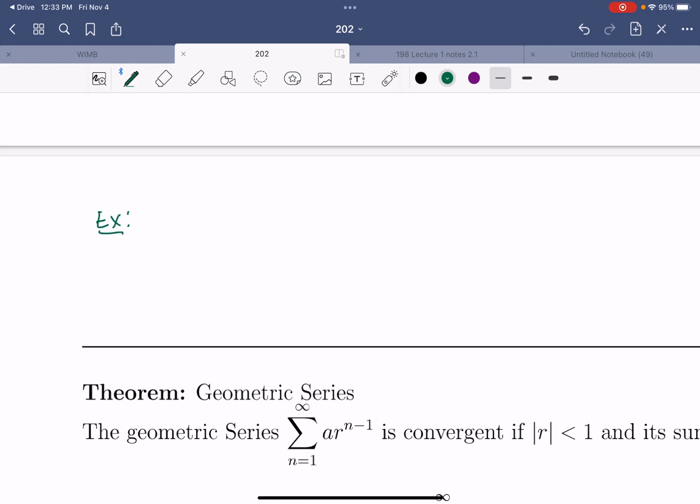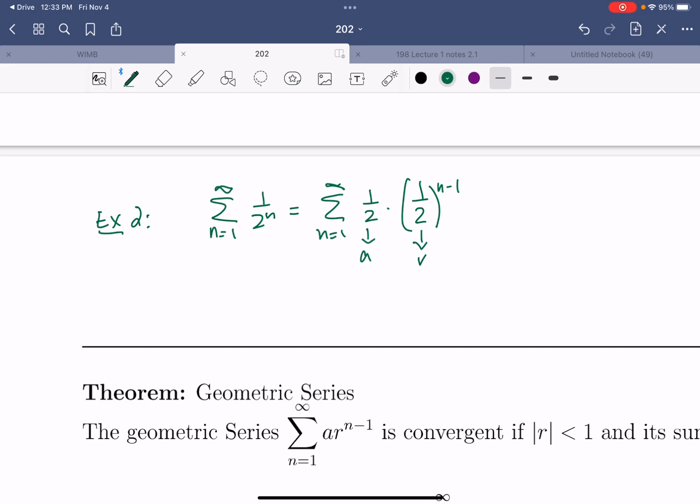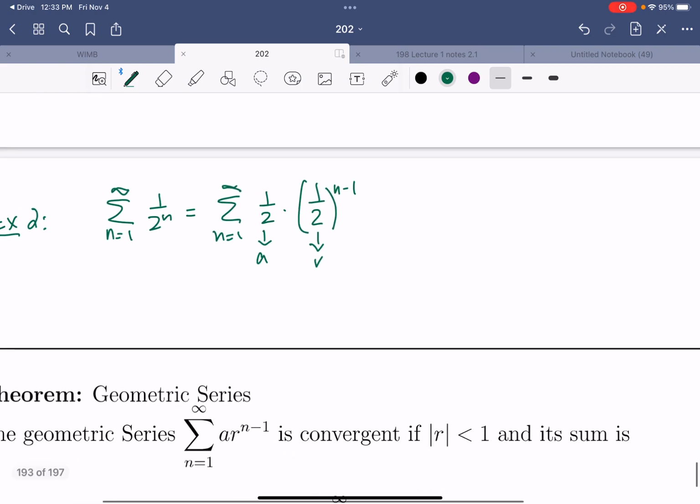So from example 2, we said that we had the sum from n equals 1 to infinity of 1 over 2 to the n. And I said, well, let's write this as the sum from n equals 1 to infinity of 1/2 times 1/2 to the n minus 1, right? So that it fits our format. Then this is my a, and this is my r. So both a and r are 1/2. So r is less than 1, so that checks out. That means it converges.